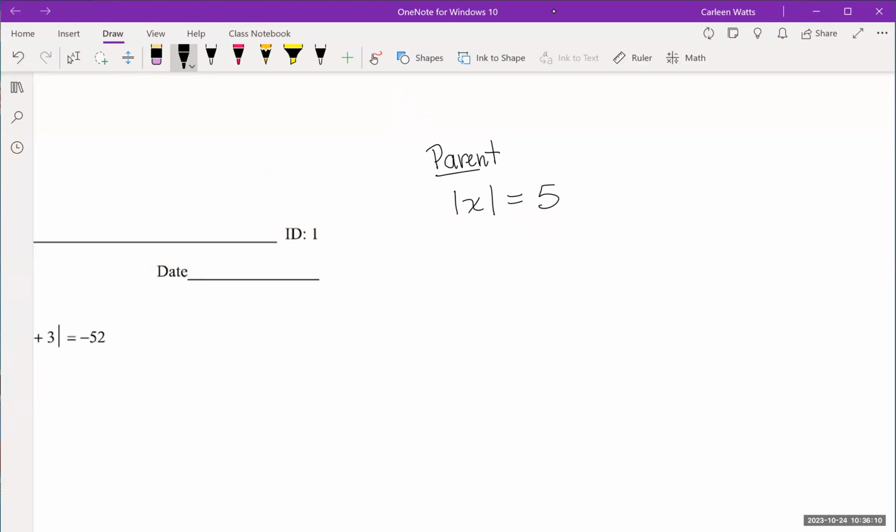Okay, so solving with absolute value, we are expecting 2 answers.